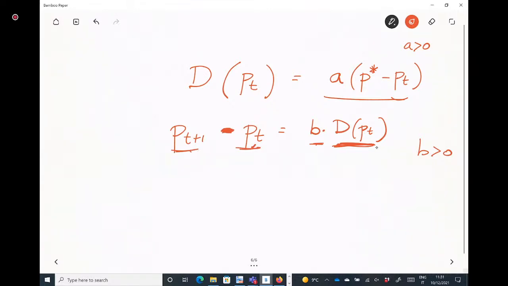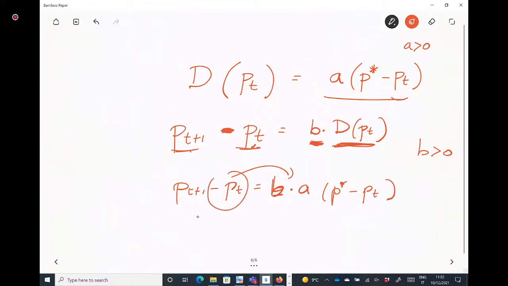depends on the demand. If you write down the whole model, Pt plus 1 minus Pt is equal to B, the coefficient by which the price reacts to the demand, times A, the coefficient by which the demand depends on the current price, times P star minus Pt. Move this here, Pt plus 1 is equal to BA P star minus BA Pt plus Pt. Okay?